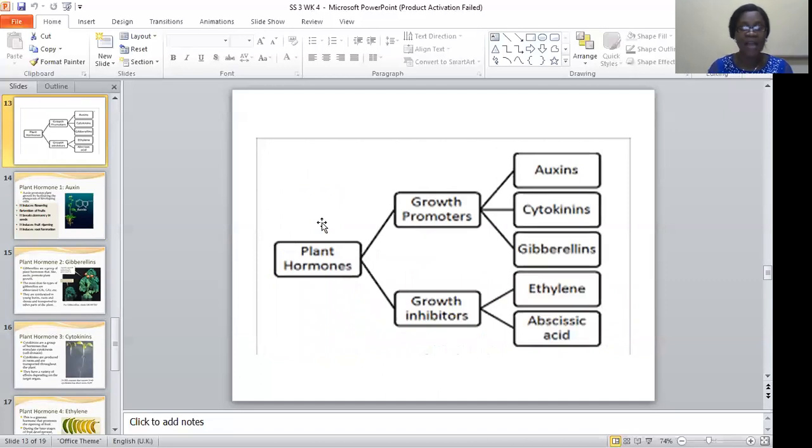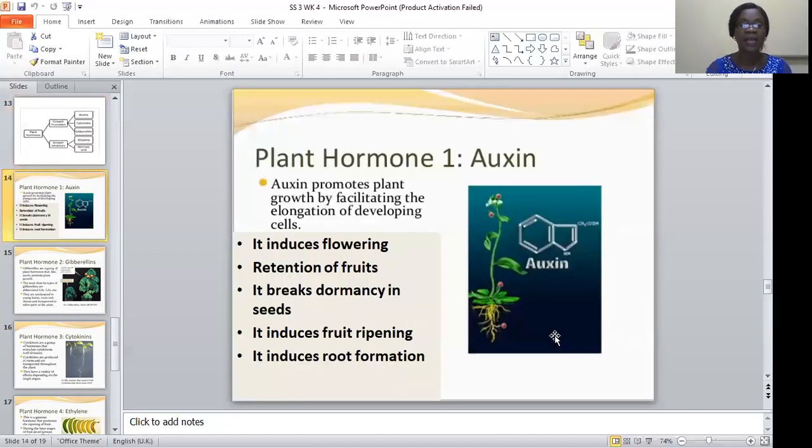So this is a diagram that shows what plant hormones look like. Plant hormones are divided into two. The first is called growth promoters, and the second is growth inhibitors. Under growth promoters, like I mentioned earlier, we have Auxins, Cytokinins, and Gibberellins. Under growth inhibitors, we have Ethylene and Abscisic Acid. That's the diagrammatic representation of plant hormones, like I've shown you the animal hormones too from the man picture. Now let's talk about these plant hormones one after the other.